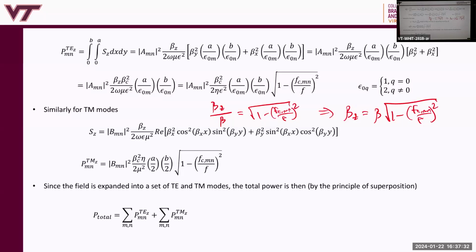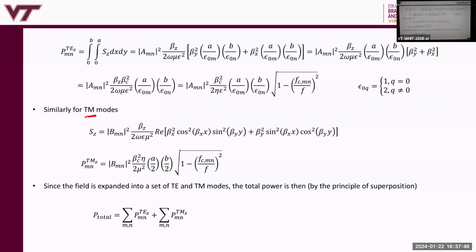Okay, for TM modes, you get this expression, right? So there are some subtle differences here. In the TE, you have eta downstairs. Here you have eta upstairs. Here you have epsilon, but here you have mu. And the other thing about the expression for the TM modes is there's no epsilon operator. It's always A over 2 and B over 2.